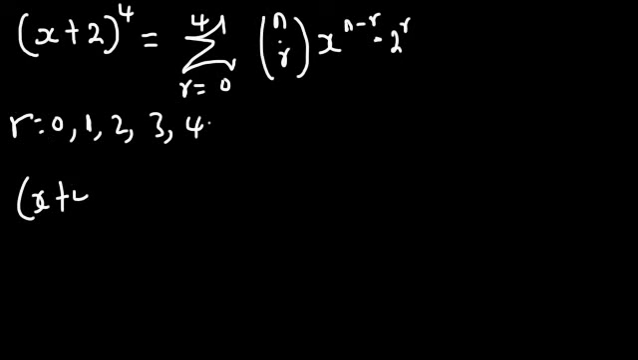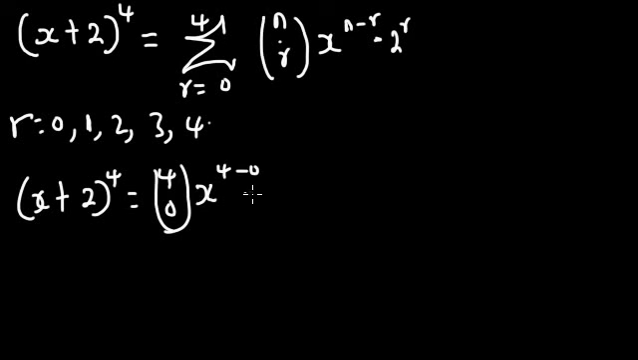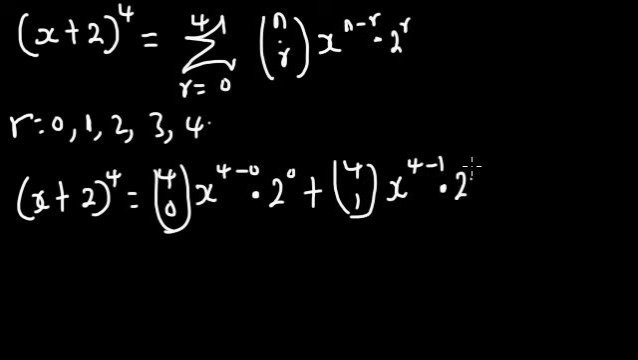So (x + 2) raised to the power 4 will now become, for the first one, when r is 0, 4 combination 0, multiplied by x raised to the power of 4 minus 0, multiplied by 2 raised to the power 0, plus the next term when r is 1: 4 combination 1, multiplied by x to the power of 4 minus 1, then multiplied by 2 raised to the power 1. Again, we have the plus symbol, then when r is 2, we have 4 combination 2, multiplied by x to the power of 4 minus 2, multiplied by 2 raised to the power 2.